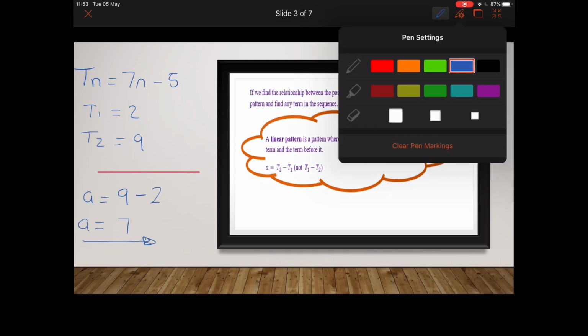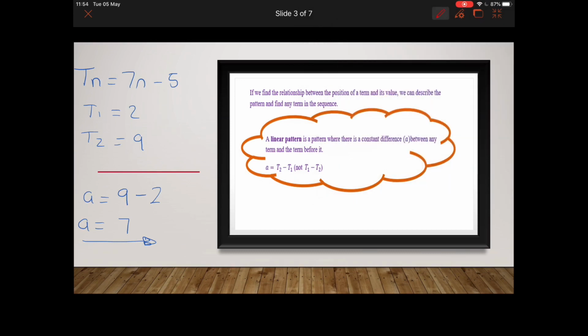Now if you look carefully, you can see that this A over here is the same as this 7 over there. So that A value over there is the same as the 7 in the equation that we were given earlier. That means that that 7 is telling us that there is a constant difference throughout the pattern.